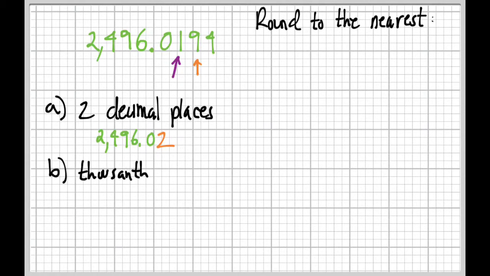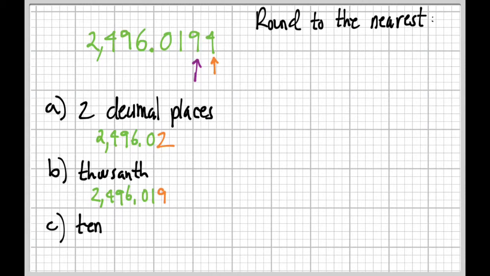Okay, let's round it to the nearest thousandth. This time that 9 is in the thousandth place. So we can write everything up till the 9. The question is, what do we write for the 9? So we look at the next digit. It's a 4. So that means we round down because it's less than 5. So that means the 9 just stays the same.